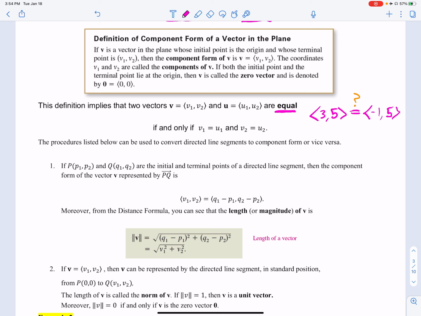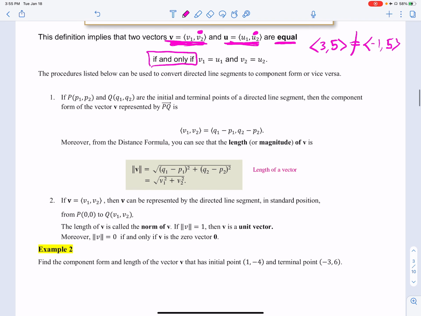This definition implies that two vectors are equal if and only if v1 equals u1, this one equals this one, and this one has to equal that one. It has to be component-wise equal. So if I look over here to the right, I made an example. Is the vector 3, 5 the same thing as negative 1, 5? No, they are not the same thing. They literally have to be the exact same numbers there to be the same vector. Okay, a couple things here.